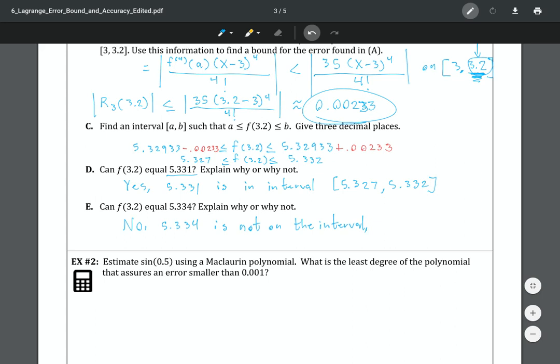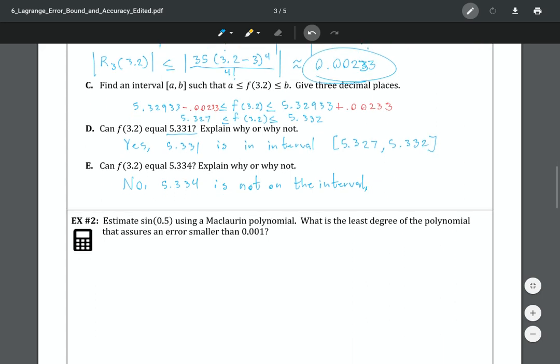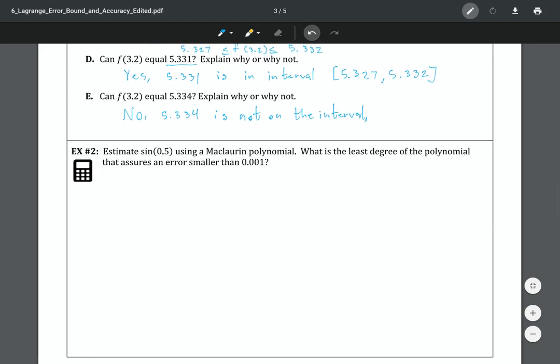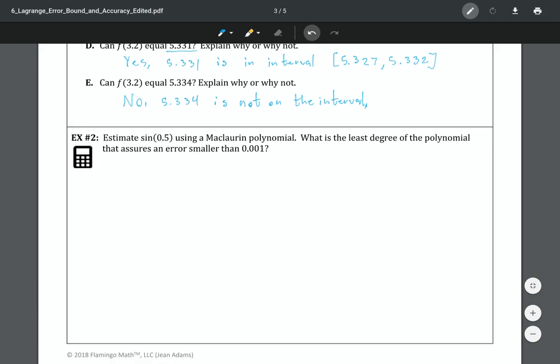Okay, so that's that. Now it says estimate sine of 0.5 using the Maclaurin polynomial, and it says so that we can kind of do without. Well, actually, no, we can't. So there's a couple of things we have to do since it doesn't actually tell us what the degree of the Maclaurin polynomial is, and this is why the second question says what is the least degree of the polynomial.